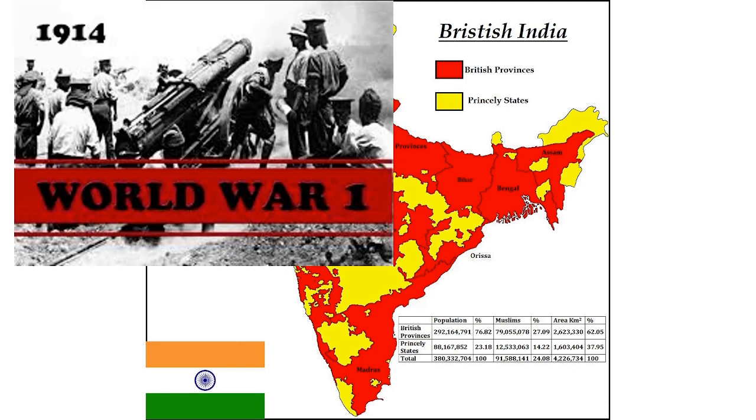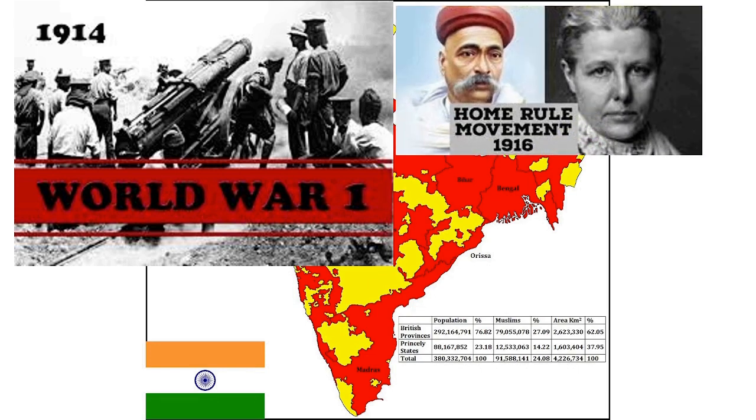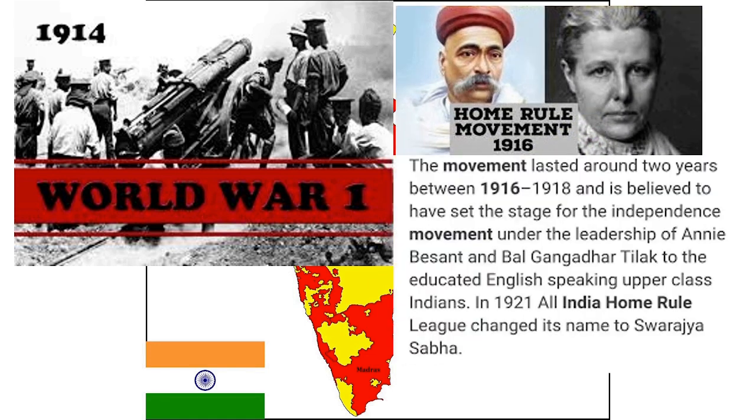World War I started across Europe. The Indian freedom fighters took advantage. The Home Rule movement was started in India in 1916 under the leadership of Bal Gangadhar Tilak and Annie Besant. The agenda of the movement was Swaraj, meaning self-governance.